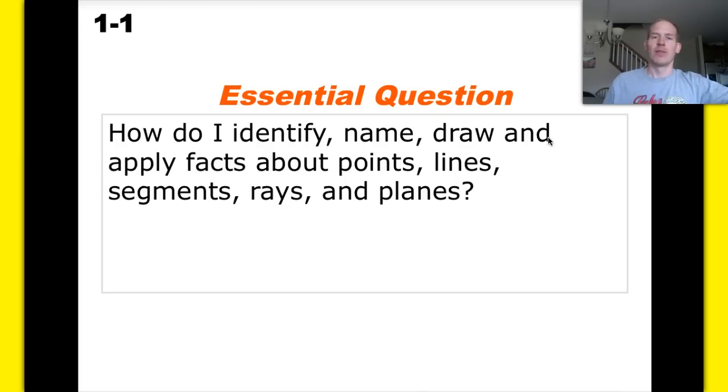So first, remember, the pause button is your friend. How to identify, name, draw, and apply facts about points, lines, segments, rays, and planes. 1-1 is there's going to be a lot of vocabulary. So please make sure that you get it all down, because that's going to be the essence of geometry, making sure that you know all this vocabulary.